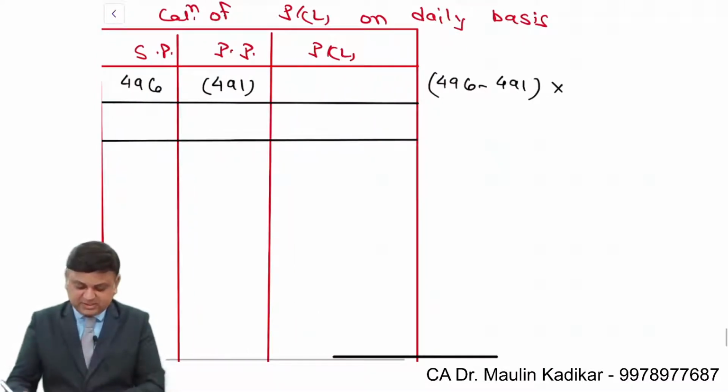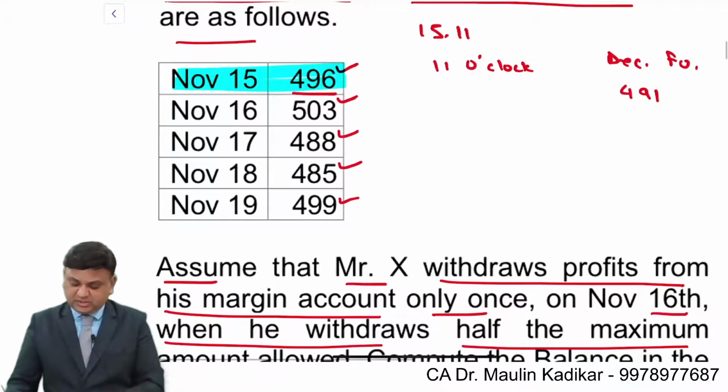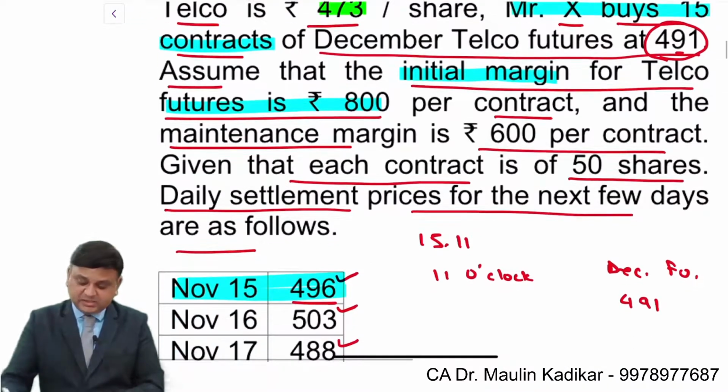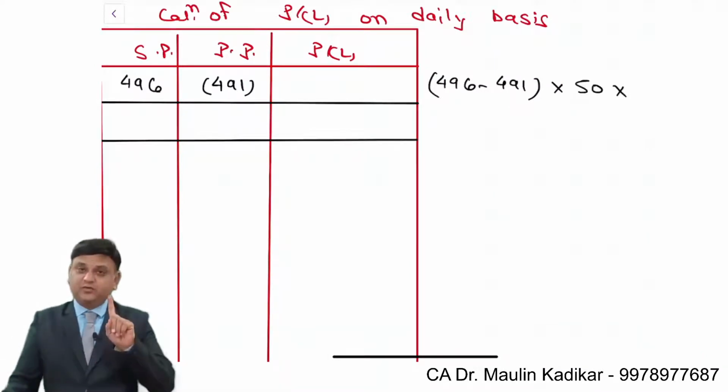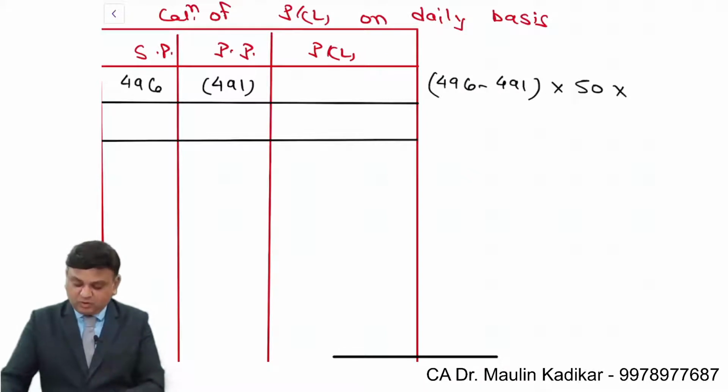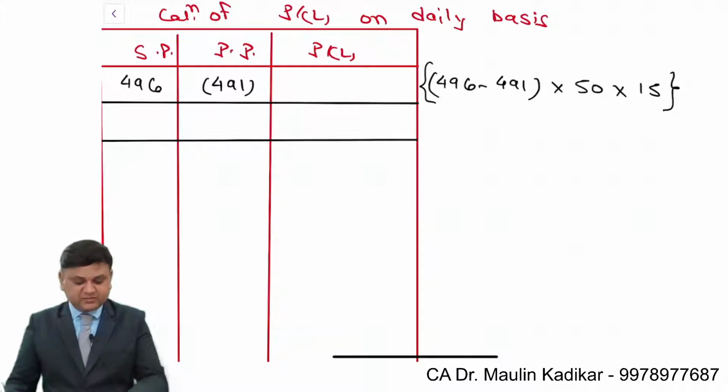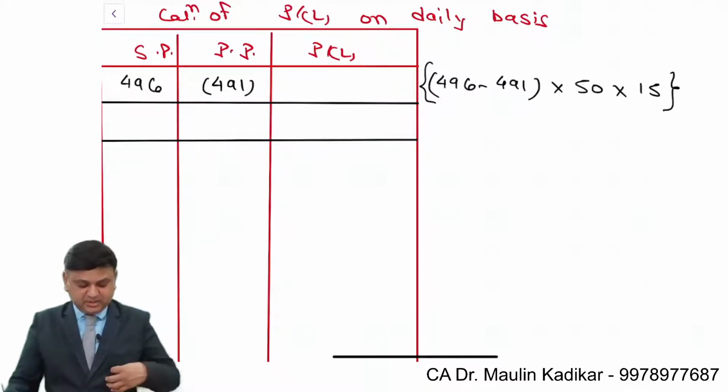Multiplying with the lot size. What is the lot size? Lot size is provided to us as 50 shares. So multiplying with 50. So this is the profit or loss for one contract, into 15, the number of contracts. Why? Because 15 contracts have been entered into. That is the way the profit or loss will be calculated.